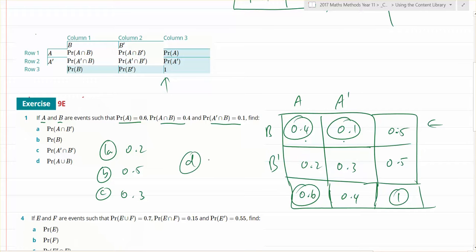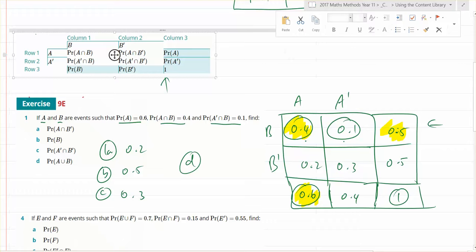And D, the probability of A union B. Okay, this one's a bit tricky, and I'll tell you why it's a bit tricky. A union B is the probability of A plus the probability of B minus the intersection.